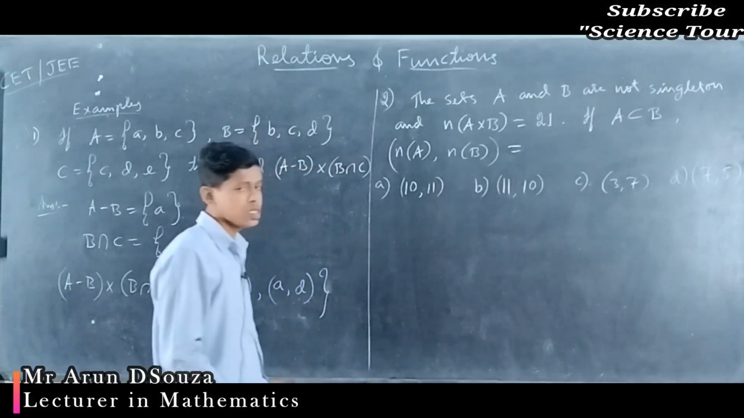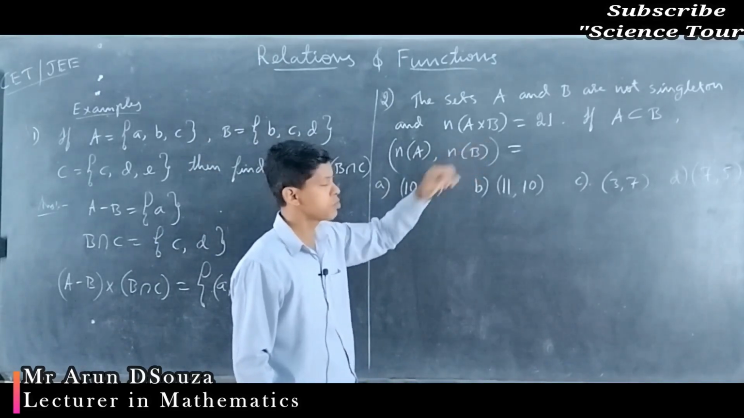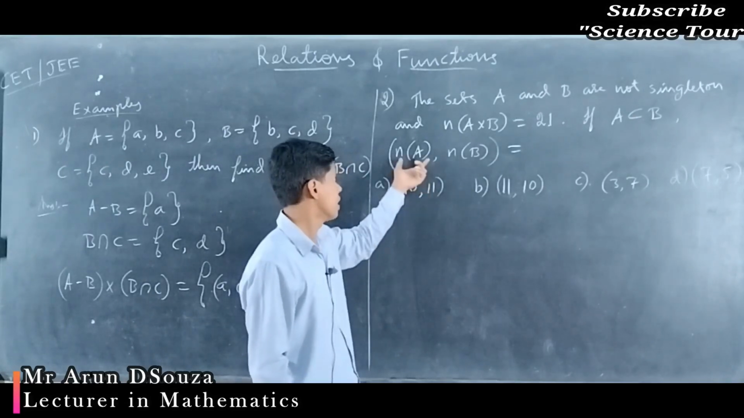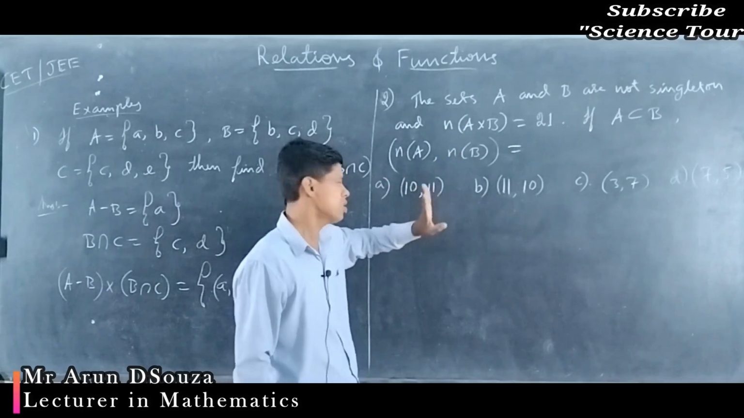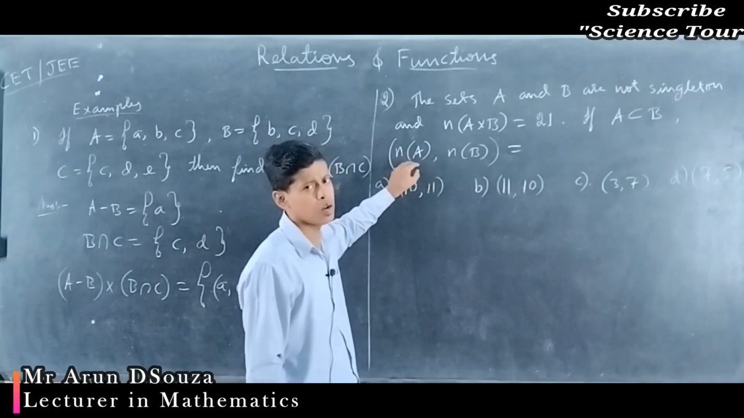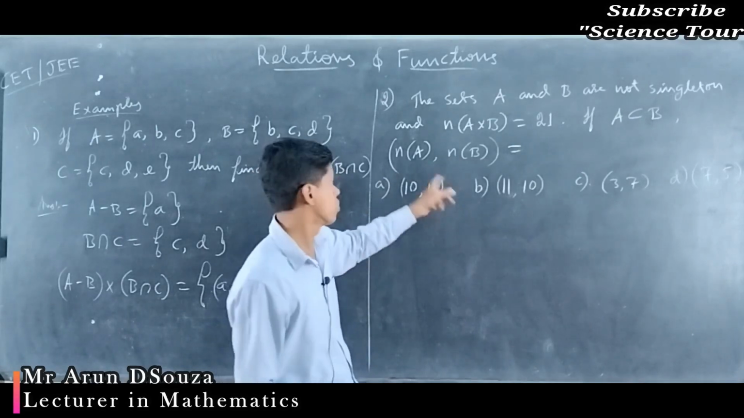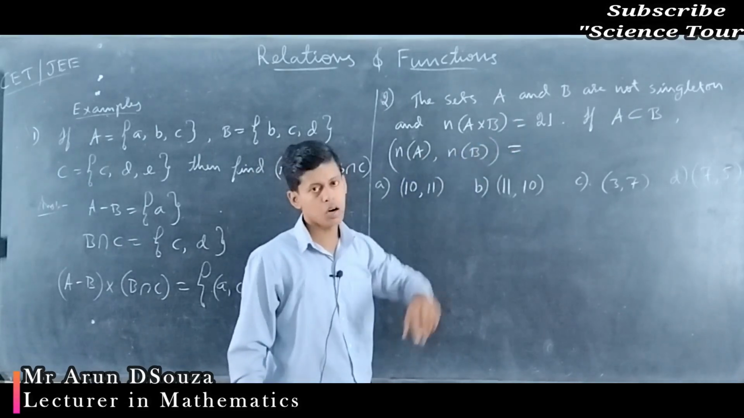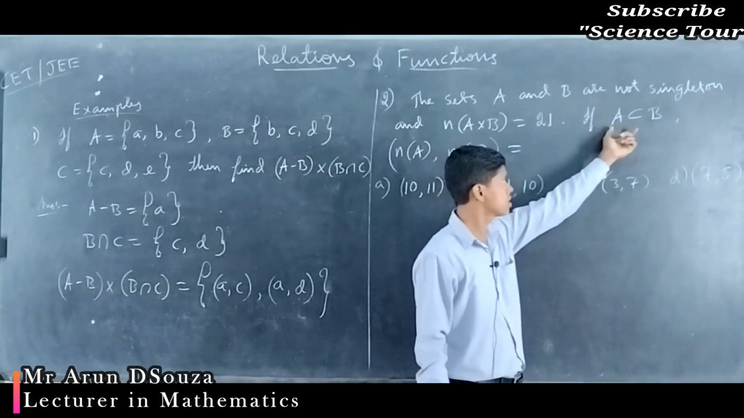So the number of elements in A cross B is 21. A is a subset of B, that is also given. Then what is the ordered pair of n of A comma n of B? That means you just have to find the number of elements in the set A and the number of elements in the set B. So this cannot be 1 because they are not singleton. And A is a subset of B.